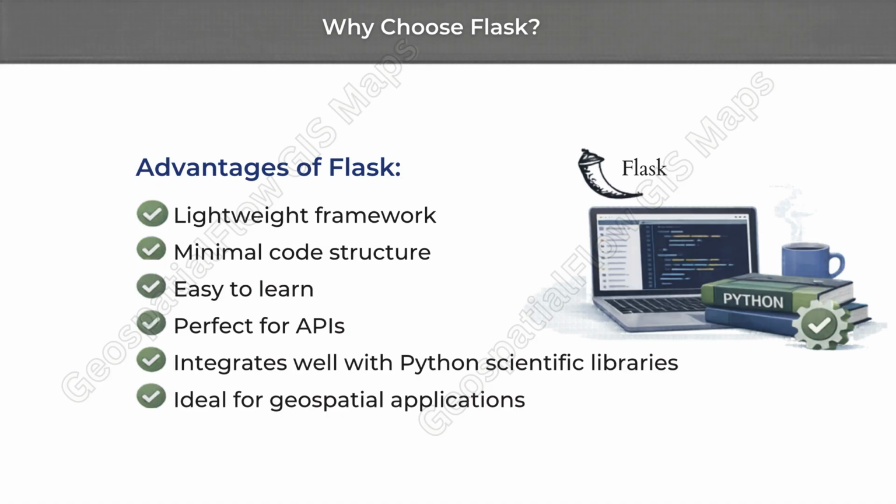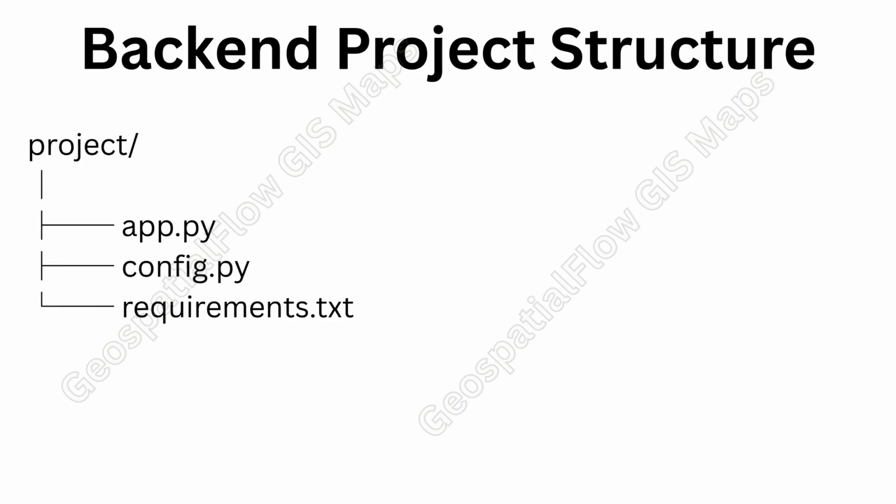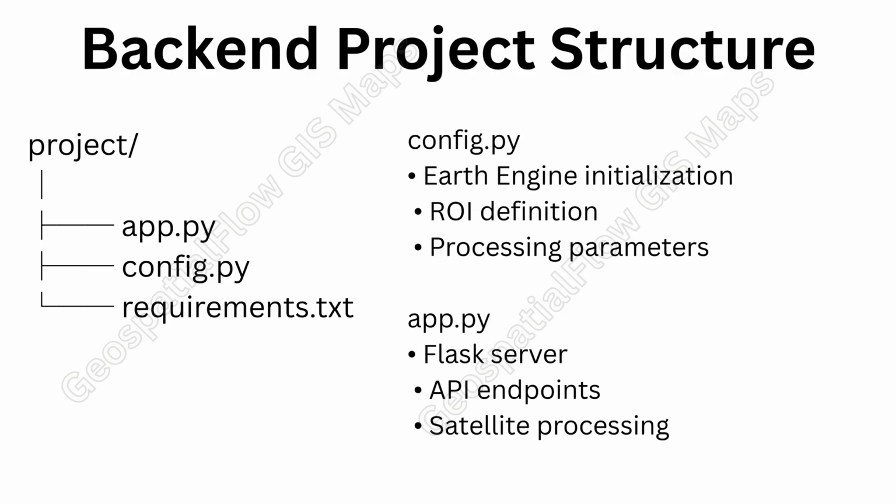So in this video we chose Flask for the following reasons. It's a lightweight Python framework, and it is simple, flexible and requires very little setup compared to other large frameworks. For geospatial workflows using Python and Earth Engine, Flask provides a very efficient way to expose processing functions as APIs. The project structure for the backend remains the same: app.py, config.py and requirements.txt. We will use two files, config.py for setup and parameters and app.py for the API server and satellite processing.